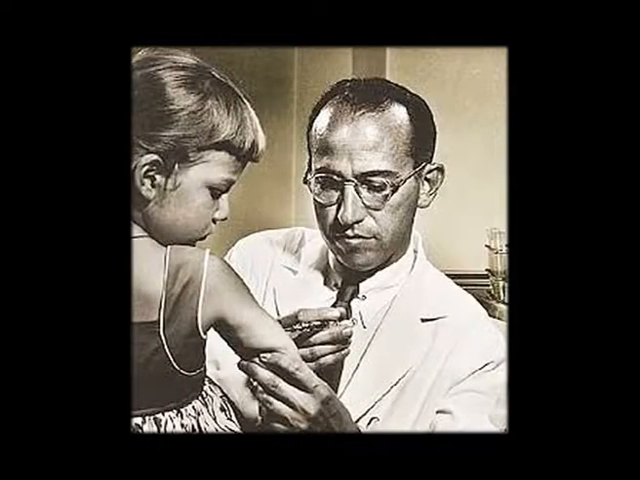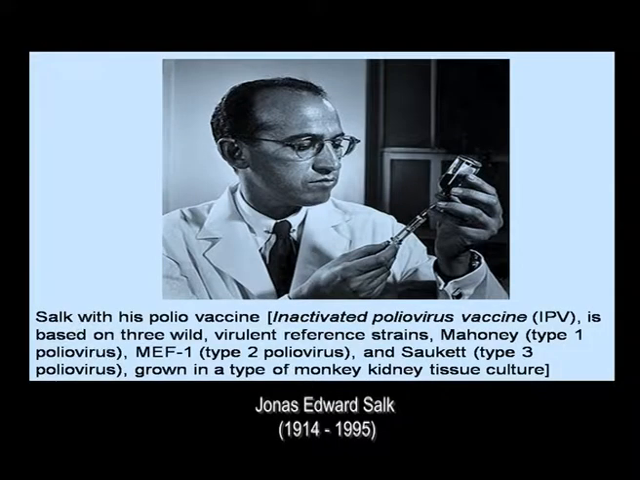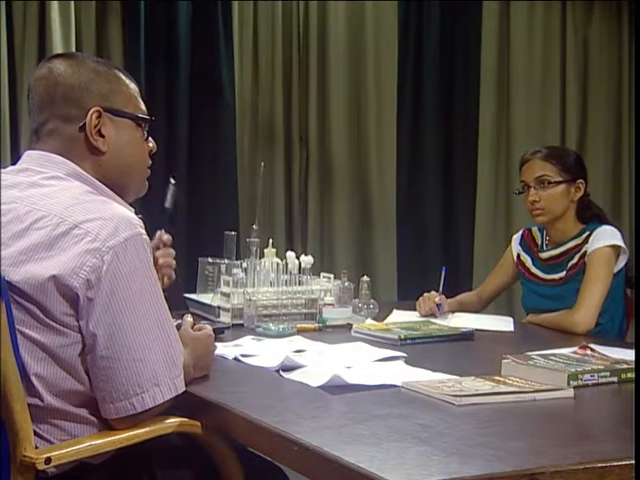Polio vaccine was developed by Salk. Salk vaccine was prepared from inactivated poliovirus, and they utilized three different wild virulent strains, namely the Mahoney, the MEF and the Saukett. By utilizing this particular vaccine, they prevented the dreadful polio disease. So Salk vaccine was very important as the original vaccine against polio, but it was injectable. Of course, later on the oral polio vaccine was discovered.